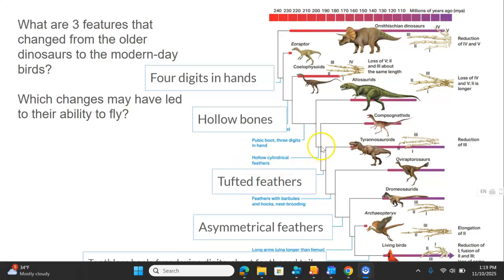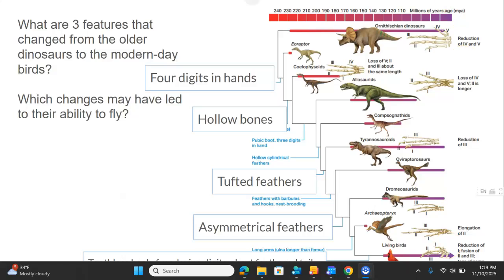Hollow cylindrical feathers came into play here. So everything after that had hollow cylindrical feathers, tufted feathers, feathers with barbules and hooks, okay, or maybe they made nests. Asymmetrical feathers, long arms. I can't even see this top one. But eventually all of those changes led to the development of what we know to be the living birds today.